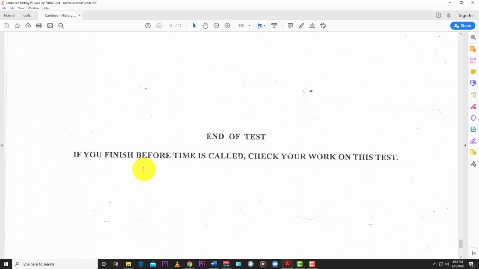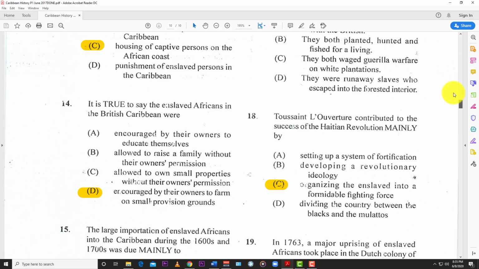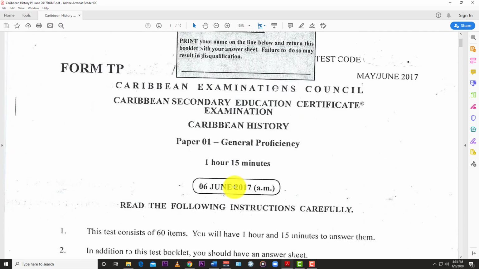So that has been the May-June 2017 Caribbean History Paper 1. So that's it for now.